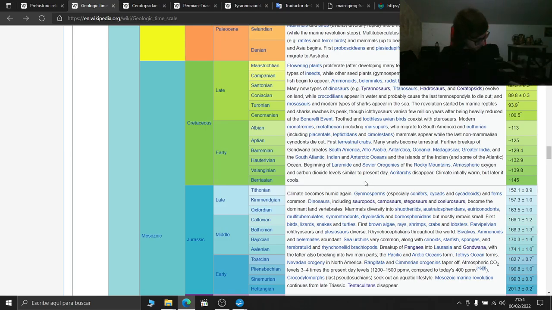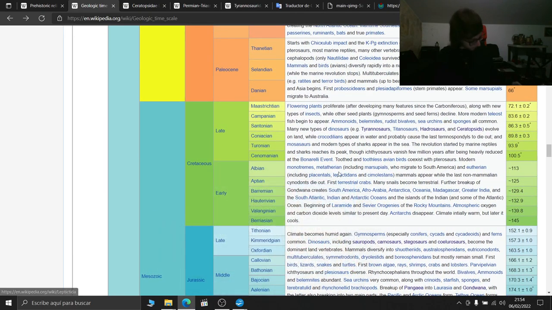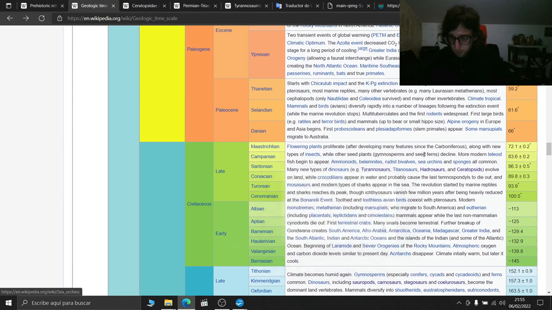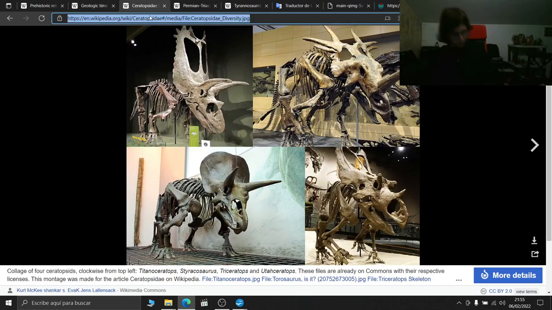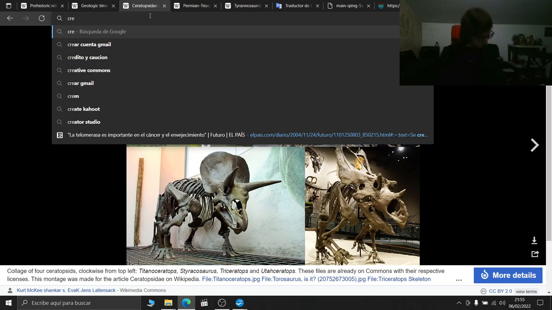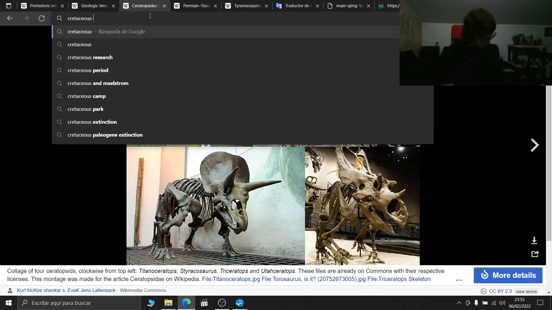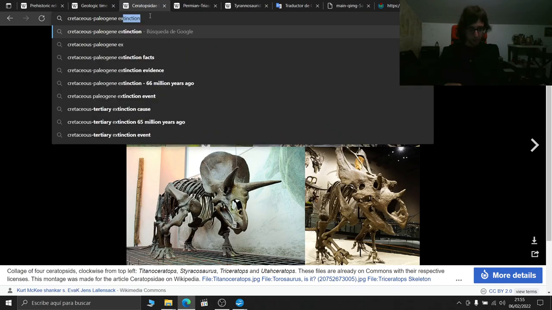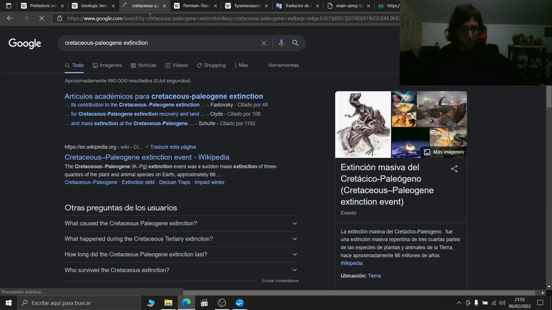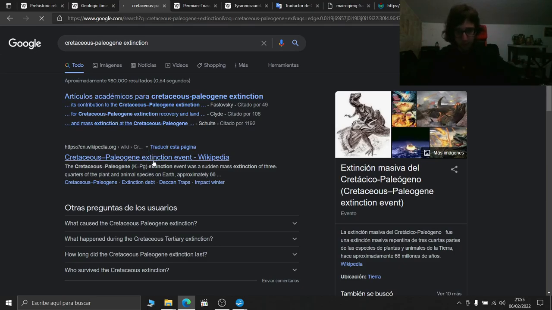So no idea what is that last dinosaur, but anyway. And then there is the Cretaceous-Paleogene extinction. Let's see how it is said. Paleogene. Cretaceous-Paleogene extinction. And let's see, I'm going to search for it, since this one is also an important extinction. Cretaceous-Paleogene extinction event. This one.